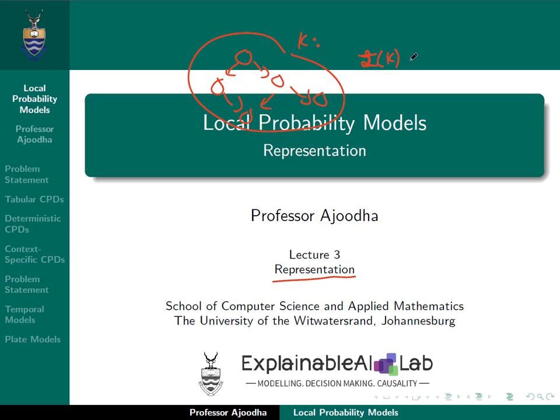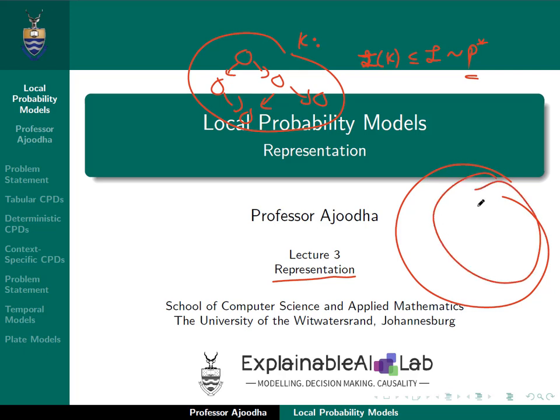We said that these were faithful, or almost faithful, to some I that governs a particular distribution P star. So there was this whole story about whether K is a good fit for this distribution, what it can capture, and what it can't capture. We ended the lecture on Bayesian networks by saying, look, this is the total number of distributions, and Bayesian networks can capture quite a big part of these distributions, but there was a lot of stuff that it could not capture.